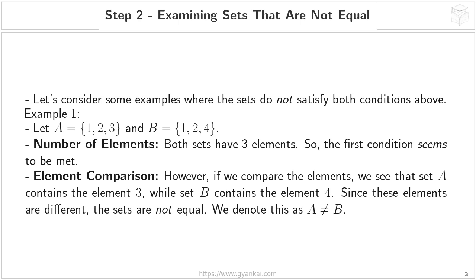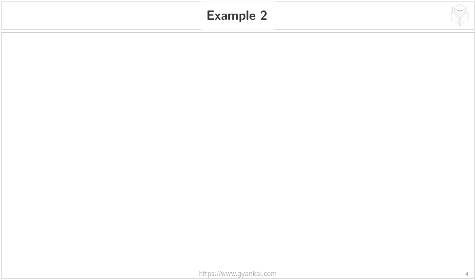Just having the same number of elements isn't enough. The elements themselves must be identical for the sets to be considered equal. We'll see more examples that build on this idea in the following slides. Example 2.